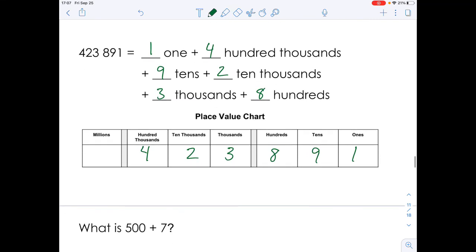So if we were to write it in expanded form, we would have 400,000 plus 20,000 plus 3,000 plus 800 plus 90 plus 1.